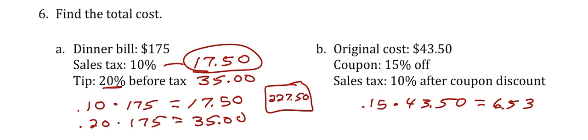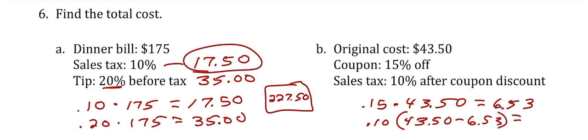So what we have to think about is that the sales tax, in this case, is 10%, but we don't get taxed on the original price. We get taxed on the sales price. So I'm going to say 10% of, meaning multiply again, the regular price minus what we saved by getting 15% off. Okay, and when you type that into your calculator, you should get $3.70. And I'm rounding to the nearest penny.